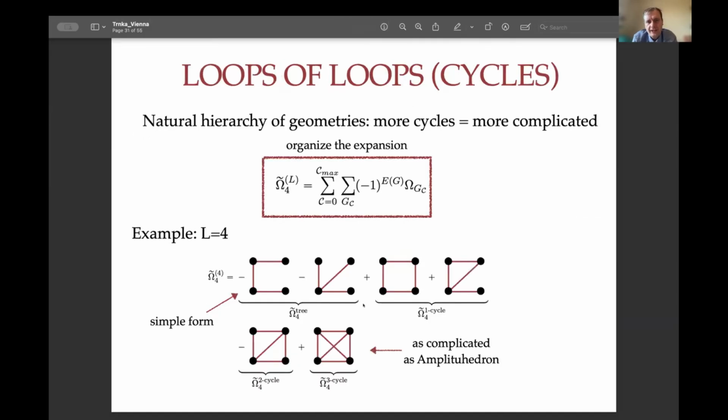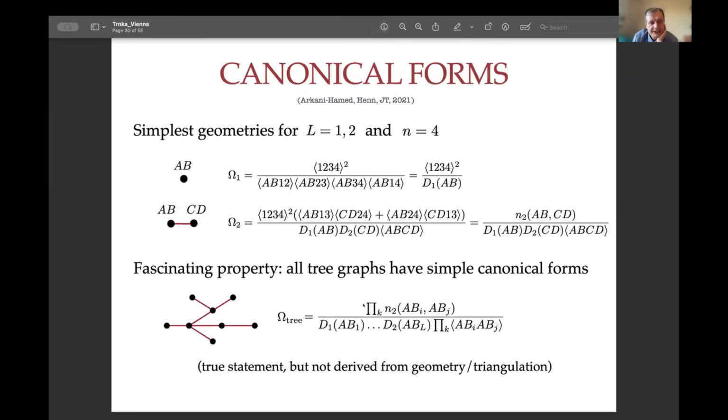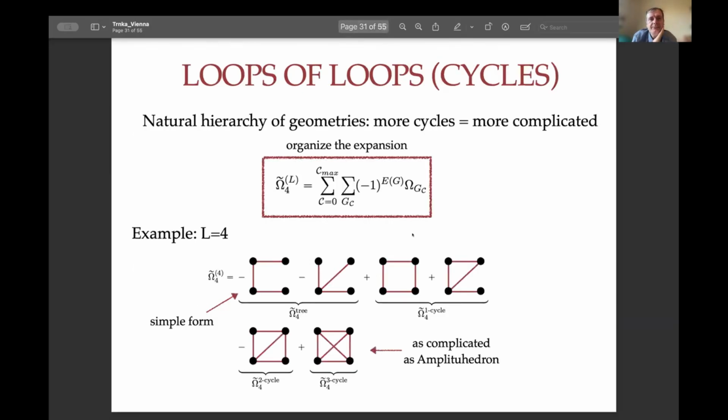Now, the fact that all these tree graphs have such a simple form, and we will see an imprint also in the integrated result later, motivates us to do a hierarchy of all graphs and divide the sum into pieces which have a fixed number of internal cycles. So this is an example at 4 loops with 4 dots.